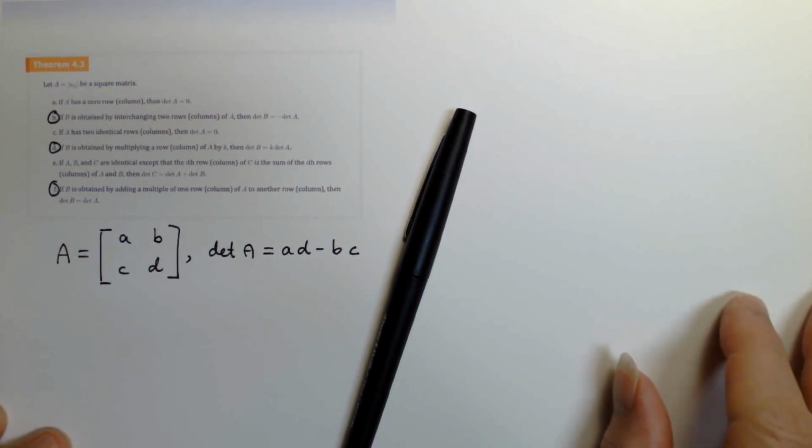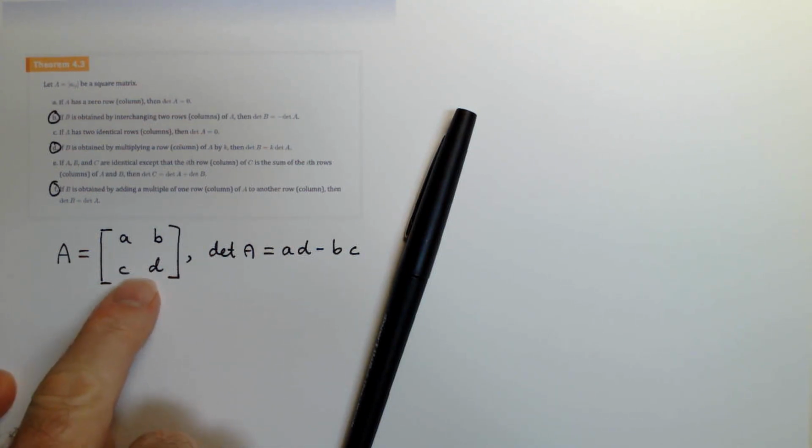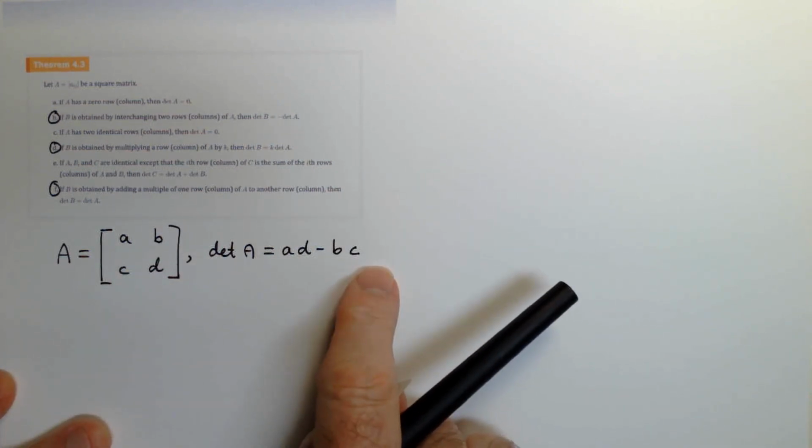I also want to concentrate on just the 2 by 2 case. I think we'll see all we need to see. We'll learn everything we need to learn just by looking at the 2 by 2 case. The other cases can be obtained from the 2 by 2 case by induction. So what I want to concentrate on in all of these cases is a 2 by 2 matrix A with, let's say, entries A, B, C, and D. We know that the determinant of A is simply AD minus BC.